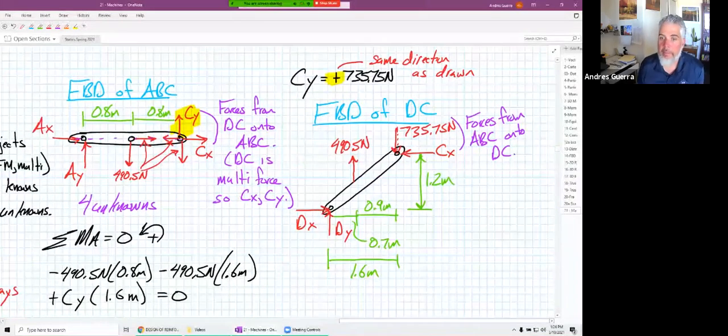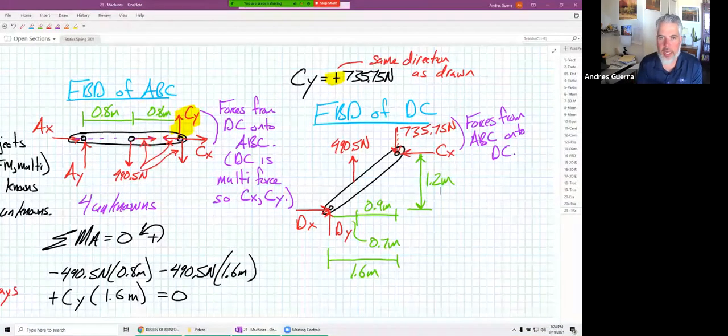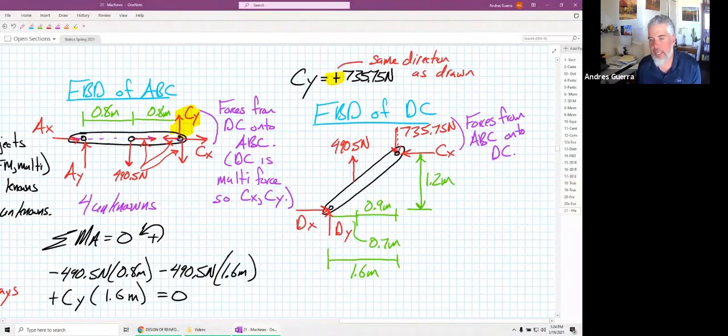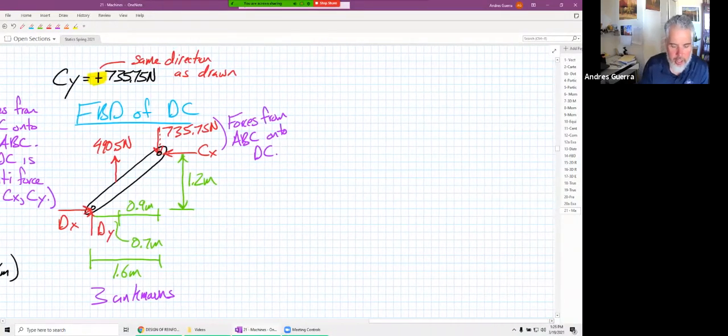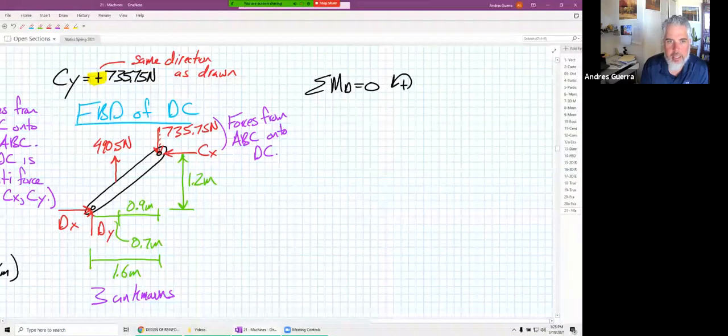Now, again, the reason why I picked the FBD of D to C: after drawing the FBD of ABC, I had two options. I could have drawn the FBD of the whole. I didn't look at that one because it doesn't expose what we're trying to find, which is the stuff at point C. This one now has three unknowns, and we can solve for those three unknowns for this problem. In fact, we only need one equation in order to do this. We can just sum the moments about point D, and we will find CX.